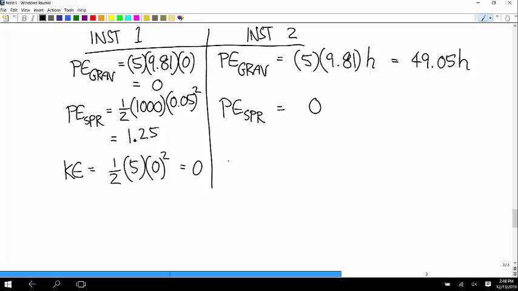And then the kinetic energy is 1/2 times the mass. And what's the speed when it gets to the highest point on the hill? Yep, slowing down. It gets to its highest point, it stops for an instant, and then it starts coming back down. So times 0 squared.